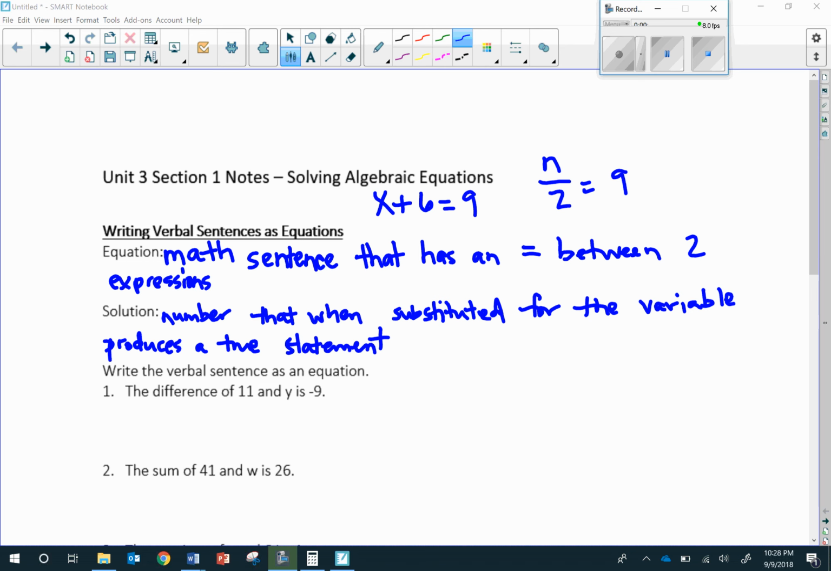So x plus 6 equals 9 and n divided by 2 equals 9 are both equations. Now, a solution to an equation is a number that when substituted for the variable produces a true statement. For example, if we take our first equation, x plus 6 equals 9, in order to make that a true statement, x must equal 3, so 3 plus 6 equals 9. If we look at our second example, n divided by 2 equals 9, in order to make that a true statement, n must equal 18. So 18 divided by 2 equals 9. Just remember that expressions do not have equal signs and equations do.